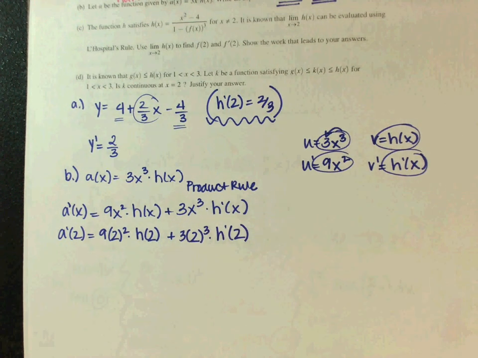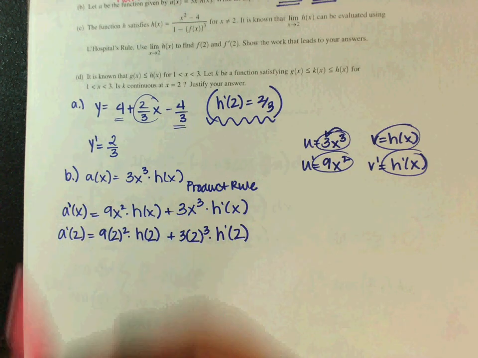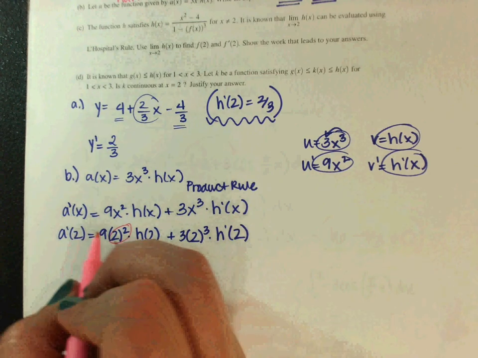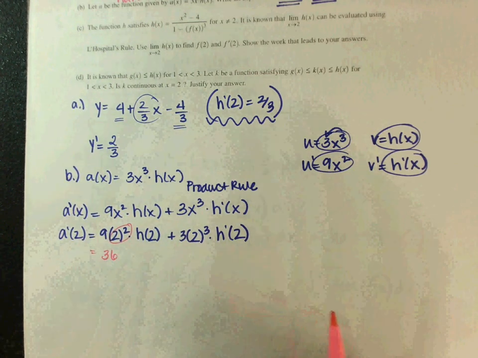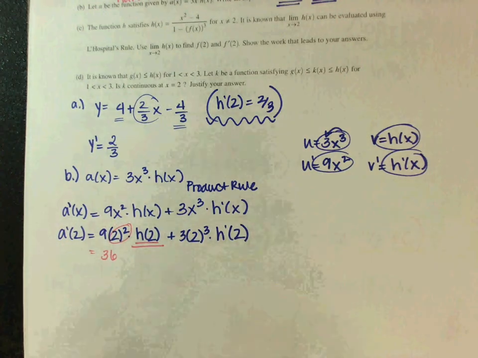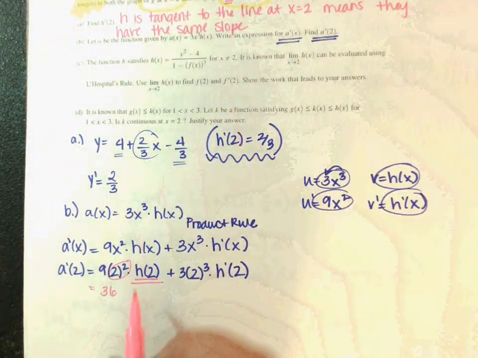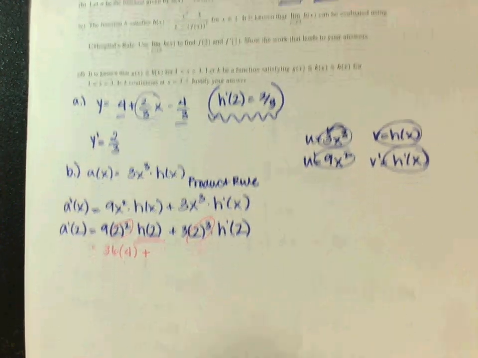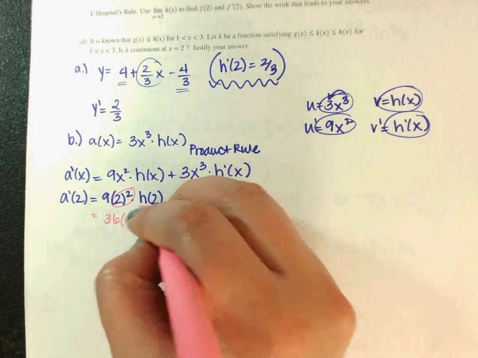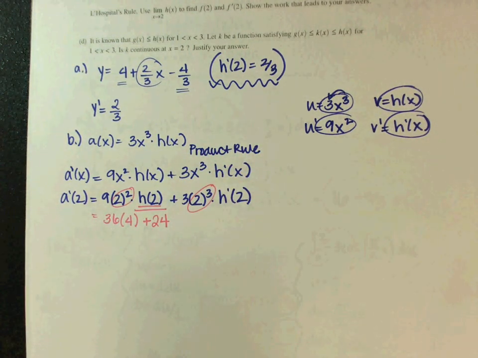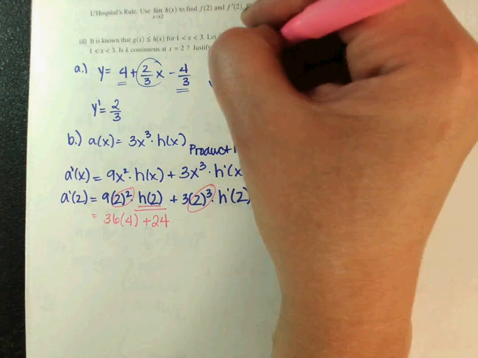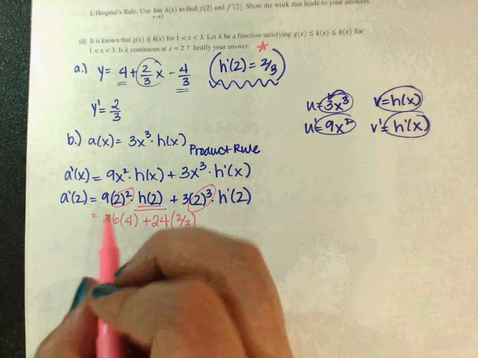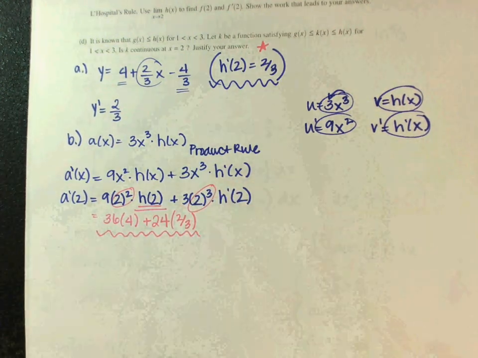So the first thing that I notice is that my 9 times 2 squared, okay, well 2 squared is 4. 4 times 9 is 36. H of 2 was given to me in the problem. If you look up here, it says that h of 2 is 4, plus 2 cubed here is going to be 8, and then 8 times 3 is 24. Then h prime of 2 is going to be the value that I found up here. Remember that h prime of 2 was 2/3. Okay, and I'm going to leave it just like that because I don't want to mess anything up. Okay, it's close enough.